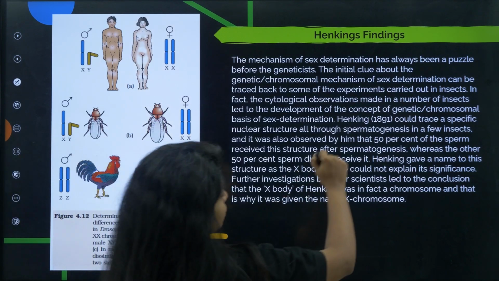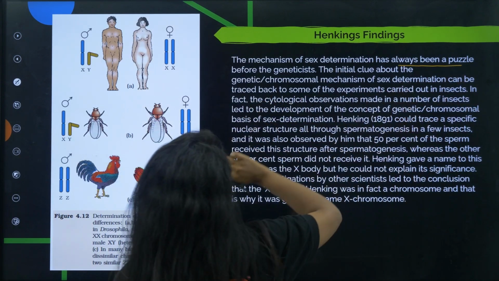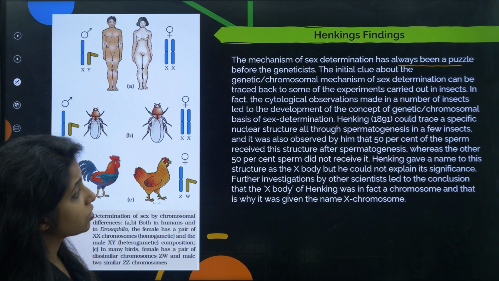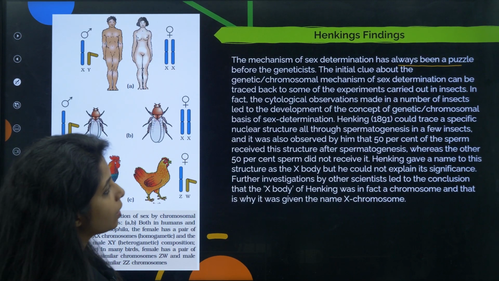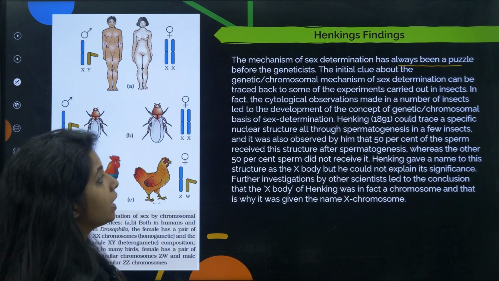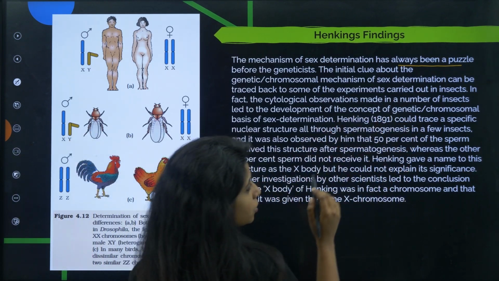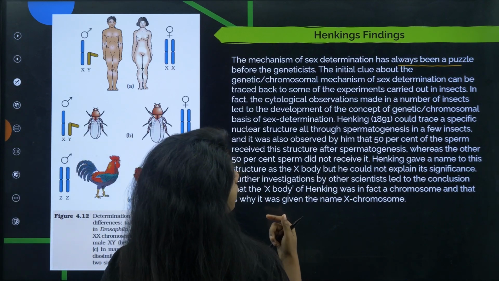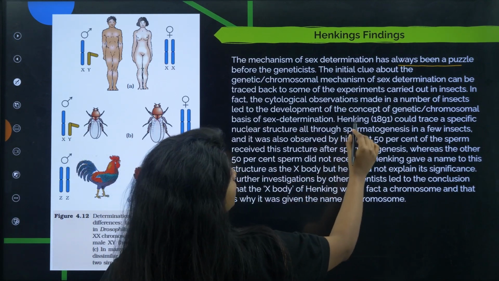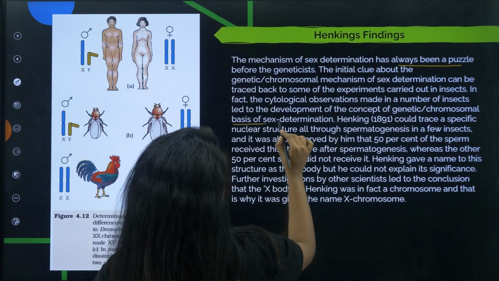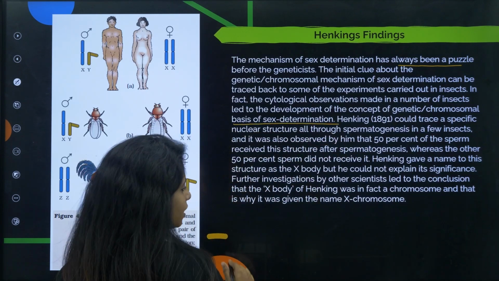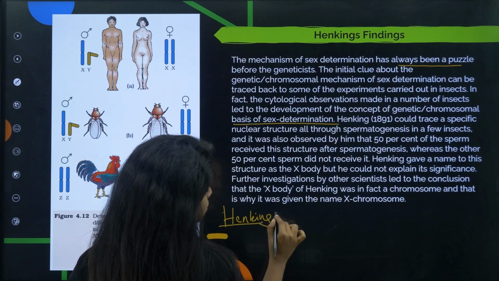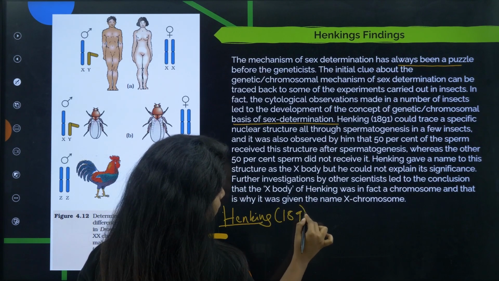The mechanism of sex determination has always been a puzzle before the geneticists, and the initial clue about the genetic chromosomal mechanism of sex determination can be tracked back to some of the experiments carried out in insects. In fact, the cytological observation, as in cell, when you observe the cell, made in a number of insects led to the development of the concept of genetic chromosomal basis of sex determination. Henking, here comes our hero. Henking, in what year, children? 1891.